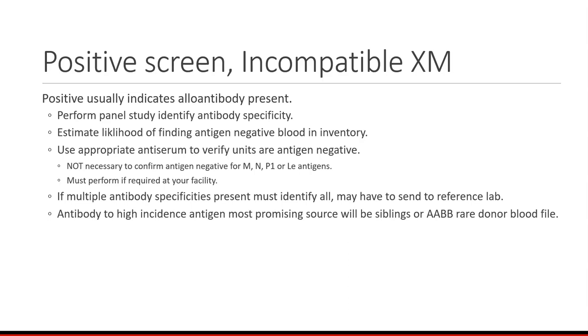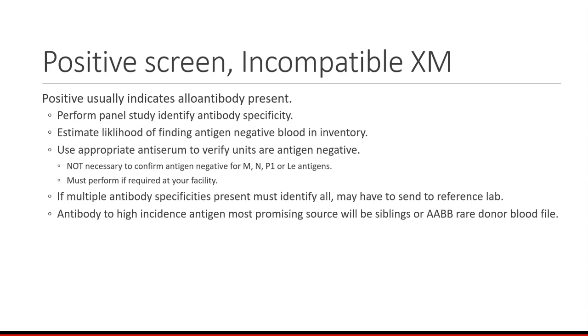You'll want to perform a panel study, which I call a glorified antibody screen. Instead of testing against 2 or 3 reagent cells, you're going to test that patient sample against 11 additional cells. In this way, a pattern will form that most of the time will allow us to identify the antibody specificity. By knowing the antibody specificity, you'll know the likelihood of finding antigen-negative blood in your inventory.